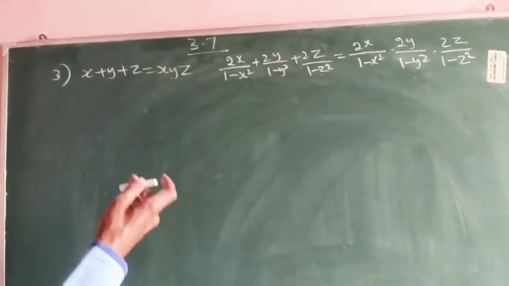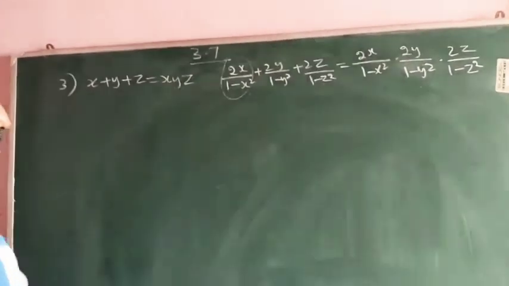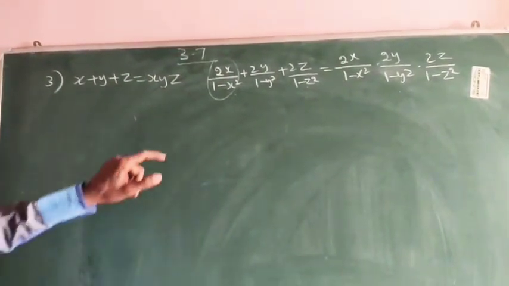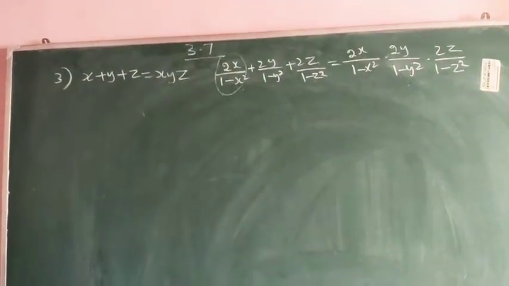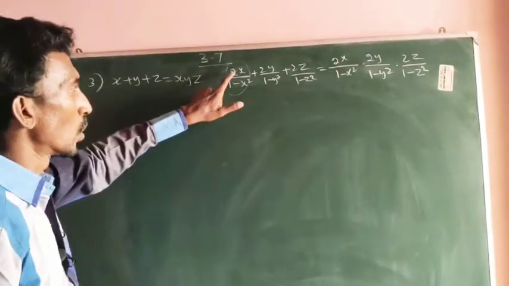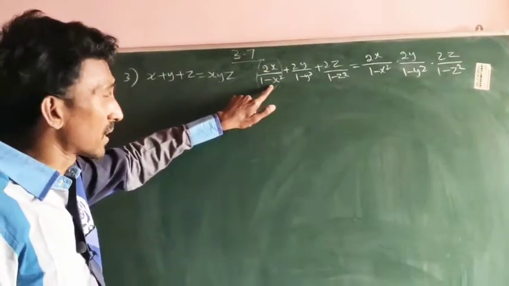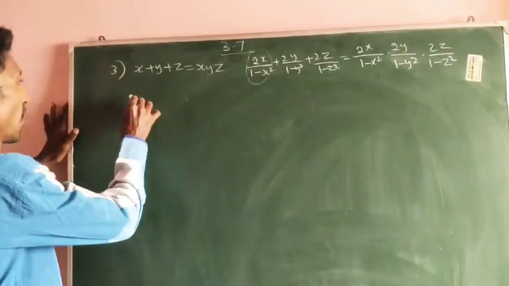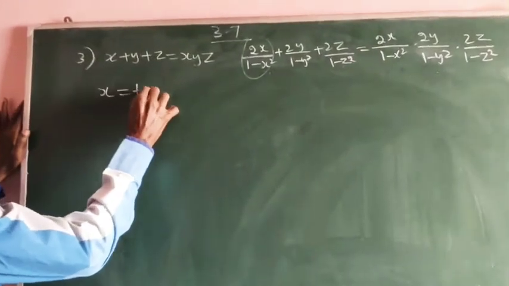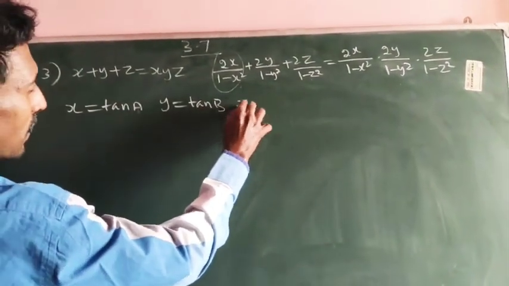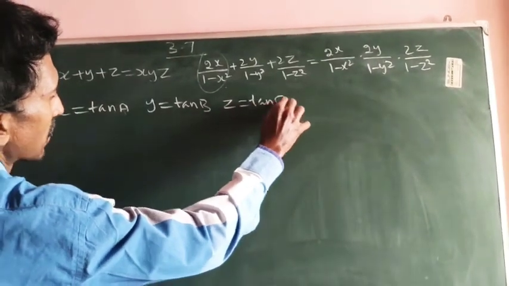My dear student, the hint is present in the question itself. Look at that: if we replace x by tan theta, what do we get? 2 tan theta by (1 minus tan square theta), which is tan 2 theta. That is a hint. So here we have to assume x equals tan A, y equals tan B, and z equals tan C.